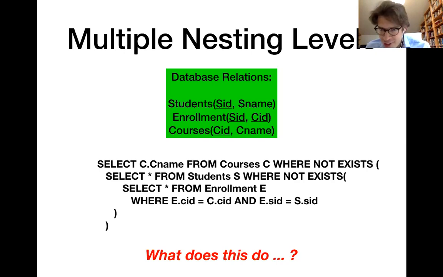Okay, first proposition: find courses that have no students enrolled in them. Find the courses that have no enrollment. Okay, other propositions?